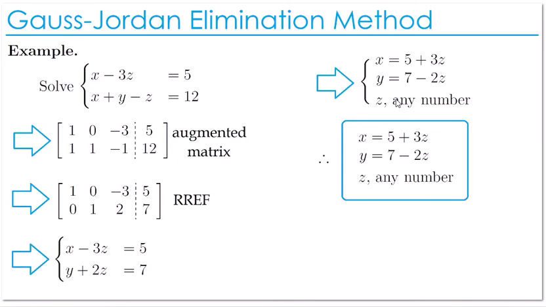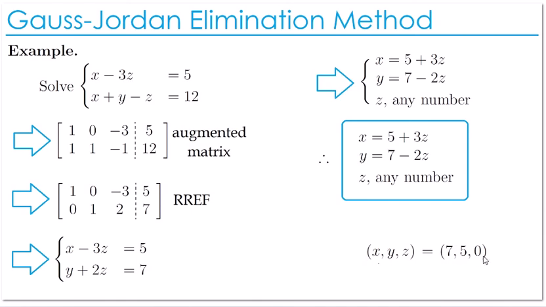So for example, if we choose z to be equal to 0, then if z is 0, x is 5, and y is 7. Oops, this is wrong. Interchange this. Instead of 7, 5, we should have 5, 7, 0.